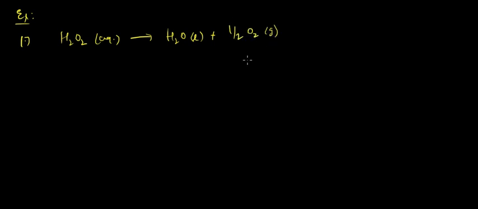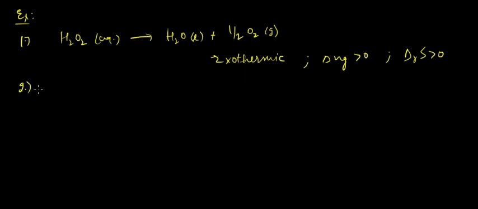So let's get started. We have some examples. Let's say H2O2 aqueous gets converted into H2O liquid plus half O2 gas. Given that this is an exothermic reaction, delta Ng is positive in this case and delta S is also positive.